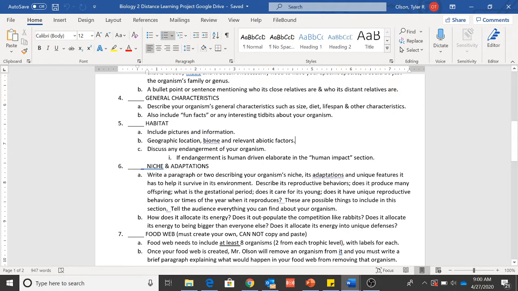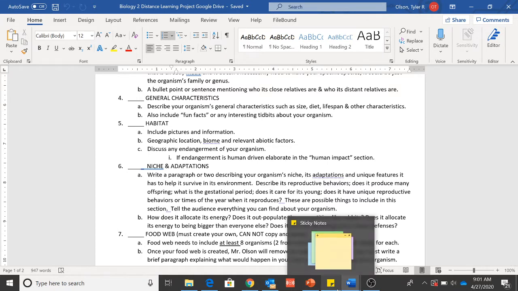And then endangerment. If your organism's endangered, you can talk about that here. If your organism is endangered because of human impact, do it in the human impact section, okay? So if deforestation is the reason your organism is endangered, that's a human issue, right? That's something humans are doing. Occasionally, there is endangerment that's not human driven, and so you can talk about that there if that's the case. But a lot of times, humans are having a huge impact on what might be causing the endangerment. So talk about that there, okay?